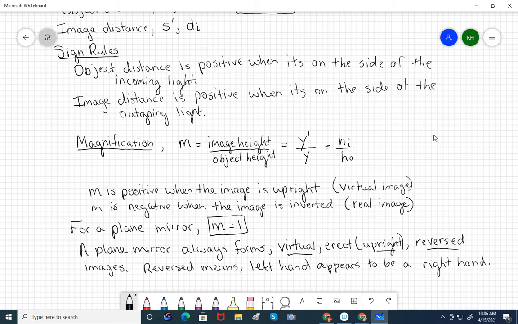When we look at lenses, that will be the refracted light. So our one formula basically that we got so far is that M equals Y prime over Y, or HI over HO.